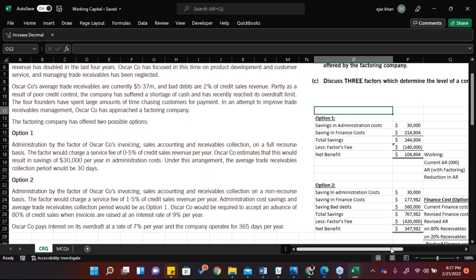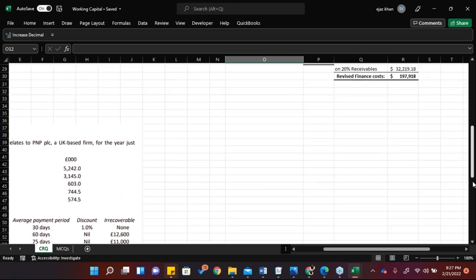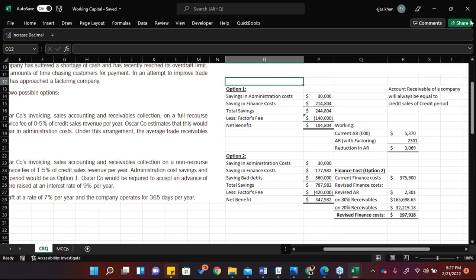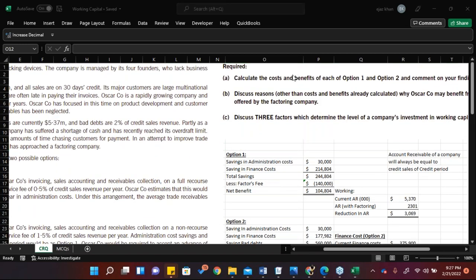Okay, now let's go to the discussion part, the second part, where they are asking us to discuss reasons other than cost and benefit already calculated, why Oscar may benefit from the services offered by the factoring company. So do you people have any clue? Why, other than the cost and benefits that we have calculated, how can a factor benefit the company?